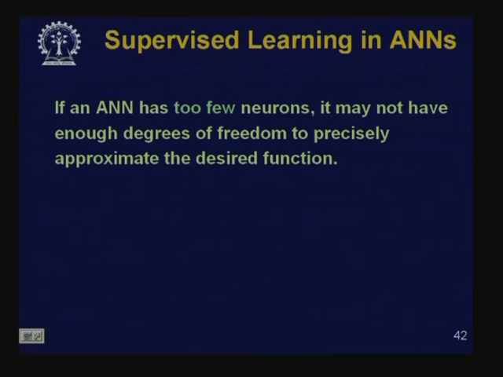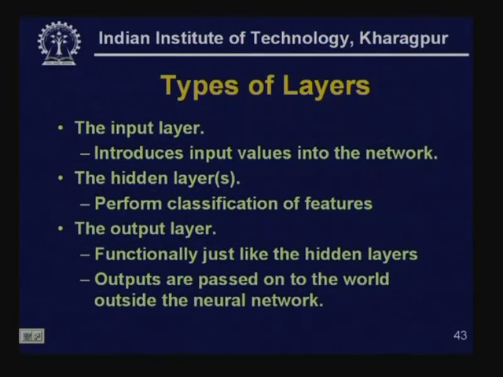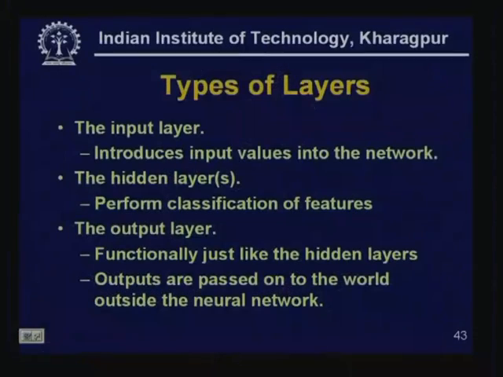In a neural network, if you have too few hidden units, the network may not have enough degrees of freedom to precisely approximate the desired function. But if the network has too many neurons, it will learn the training examples perfectly, but due to these additional degrees of freedom, it may be overfitting the data. So it may show implausible behavior for unknown inputs. When we design a neural network, we have to be careful about that.